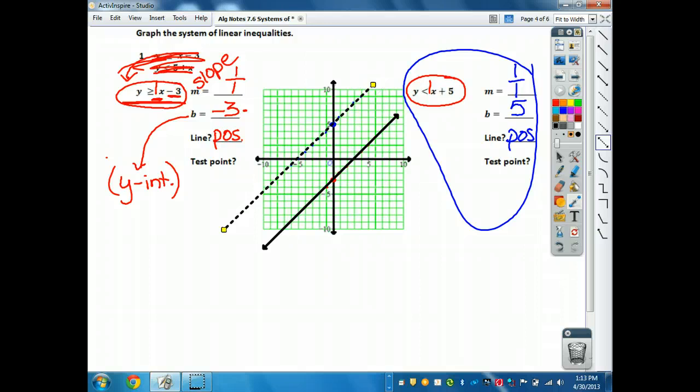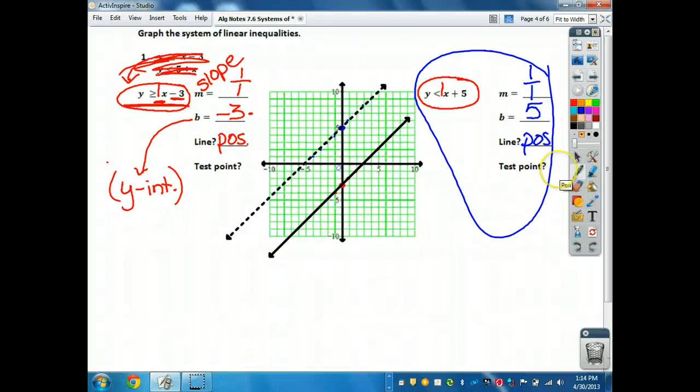Now we just have to decide, where do we shade it? Do we shade it up here, in the middle, or down here? What works? We need a test point, and you know how to do those because we did those before. What would be a good test point to try in here? 0, 0. Okay, so let's try 0, 0 as our test point. Go to your inequality here. 0 is greater than or equal to 0 minus 3.